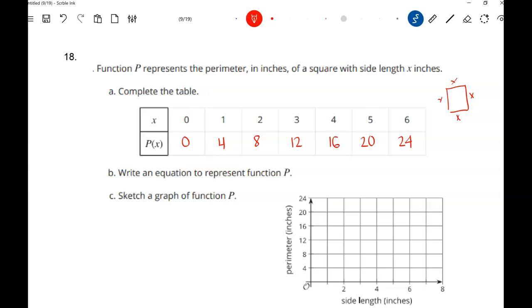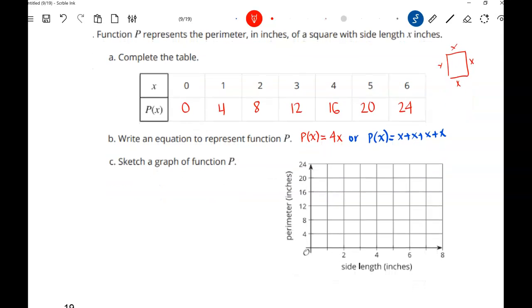So we're going to write an equation representing this. The perimeter of a square with x as its side is 4x. I would accept adding up all the sides. That's fine. Get you there. It says sketch a graph of the function. When the side length is 0, so is the perimeter. Side length's 1, perimeter's 4, then 8, 12, 16, 20, 24.